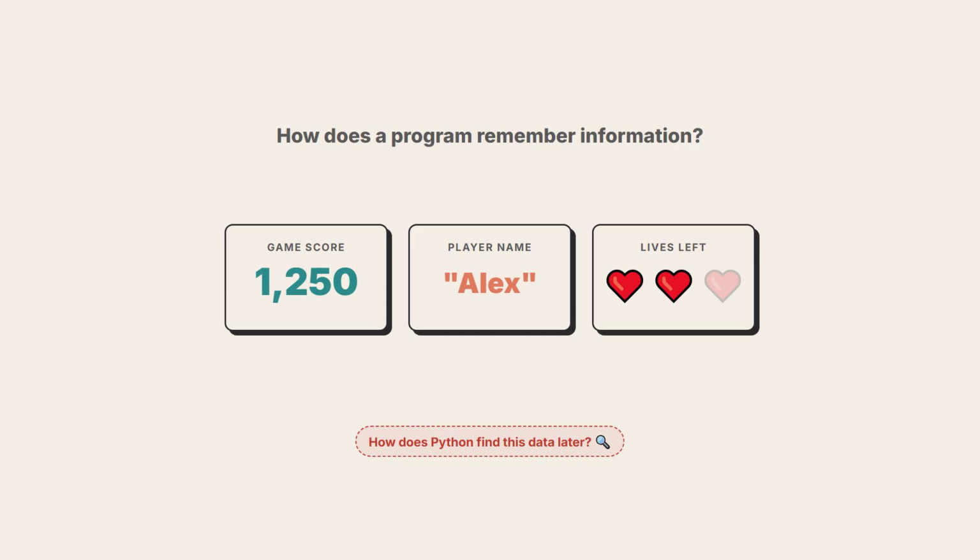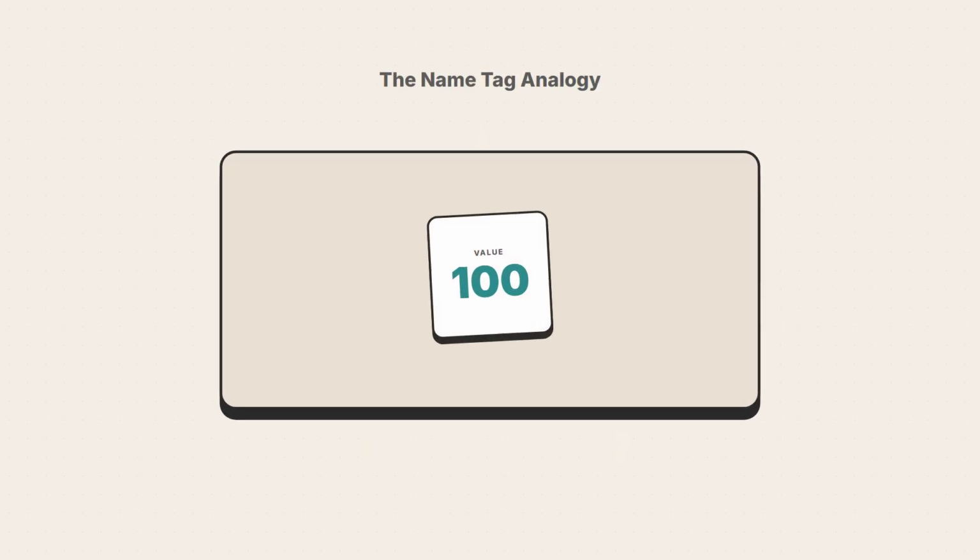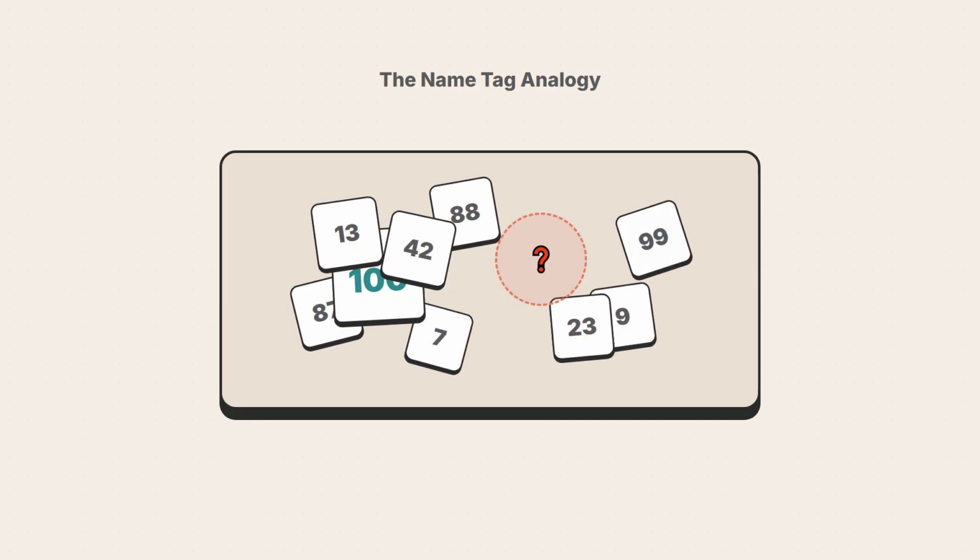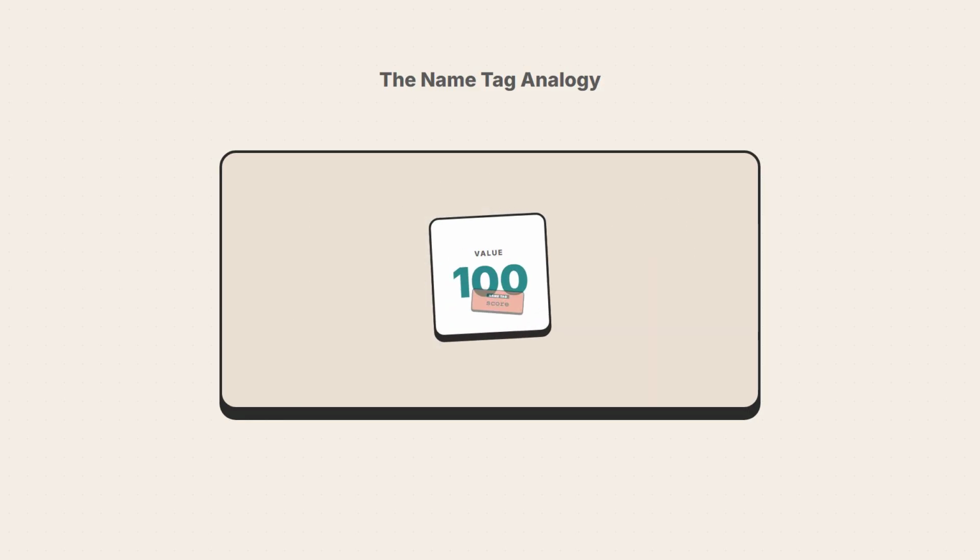Python has a very simple solution. It uses names. Let me show you what I mean. Imagine the number 100 is sitting on a table. Right now, it's just a number. But suppose I ask you to find that number again 5 minutes from now. That could be annoying. So let's make things easier. Let's put a name tag on it. The name tag says, score.